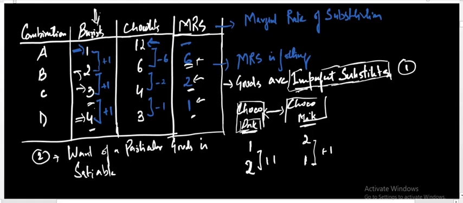So when a consumer gets more and more units of the biscuits, he is going to substitute less and less chocolates for it, because the intensity of the want for the biscuits is going to lower down as he is getting more and more units of the particular biscuits.